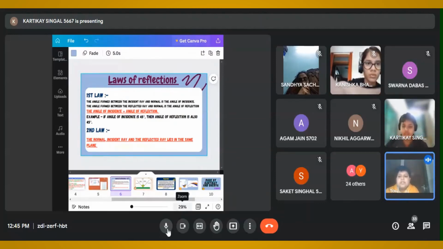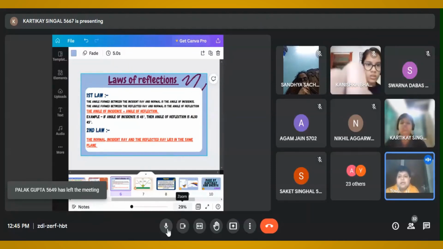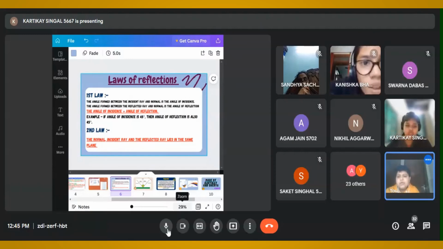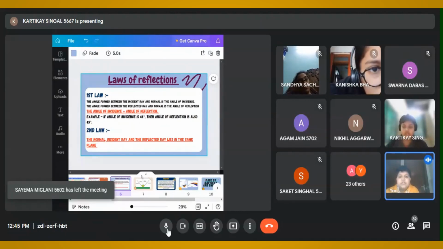So the first law is: the angle of incidence is always equal to the angle of reflection. For example, if the angle of incidence is 45 degrees, then the angle of reflection is also 45 degrees. Second law: the normal, the incident ray and the reflected ray lie in the same plane.